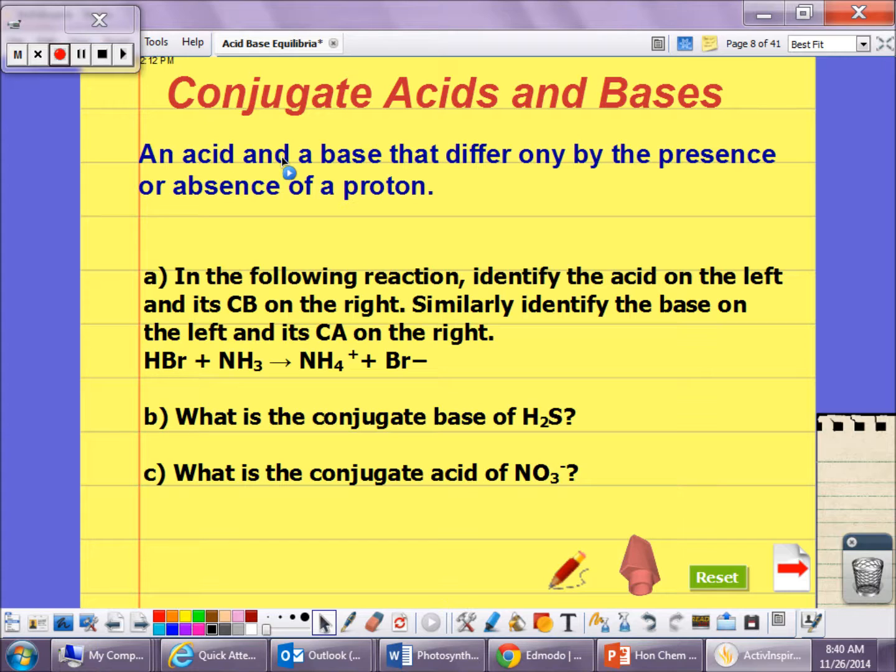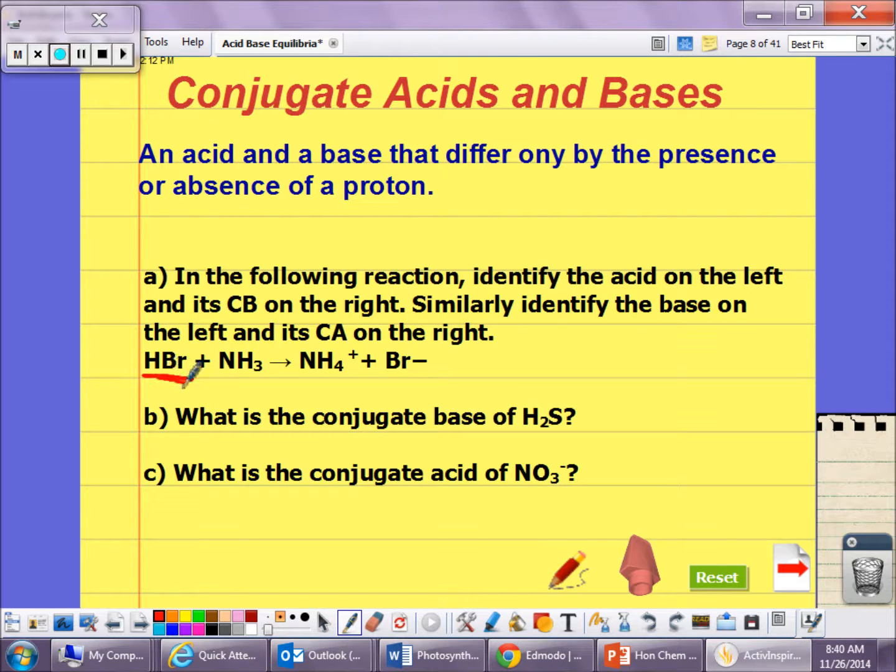In the following reaction, identify the acid on the left and its conjugate base on the right. And identify the base on the left and its conjugate acid on the right. This is very, very easy and students get confused. Let me show you how easy it is.